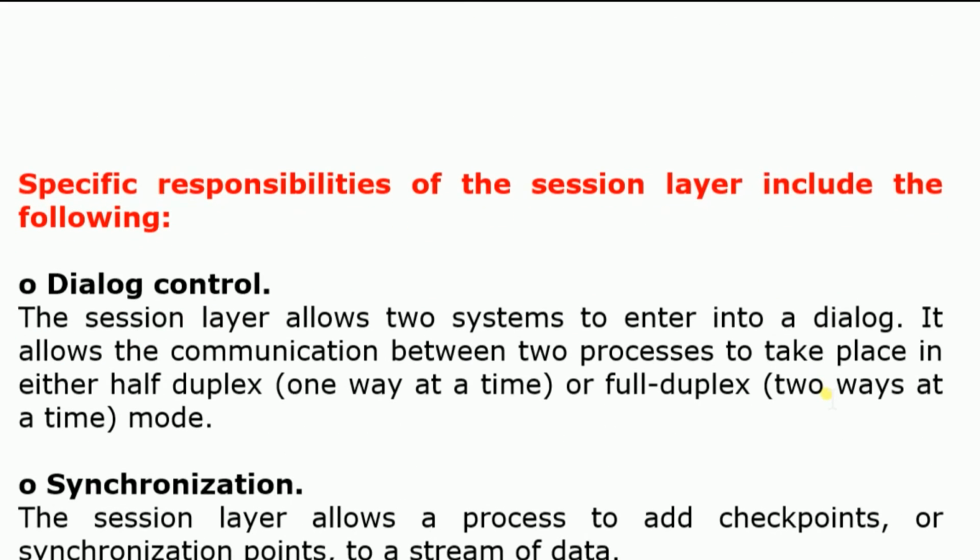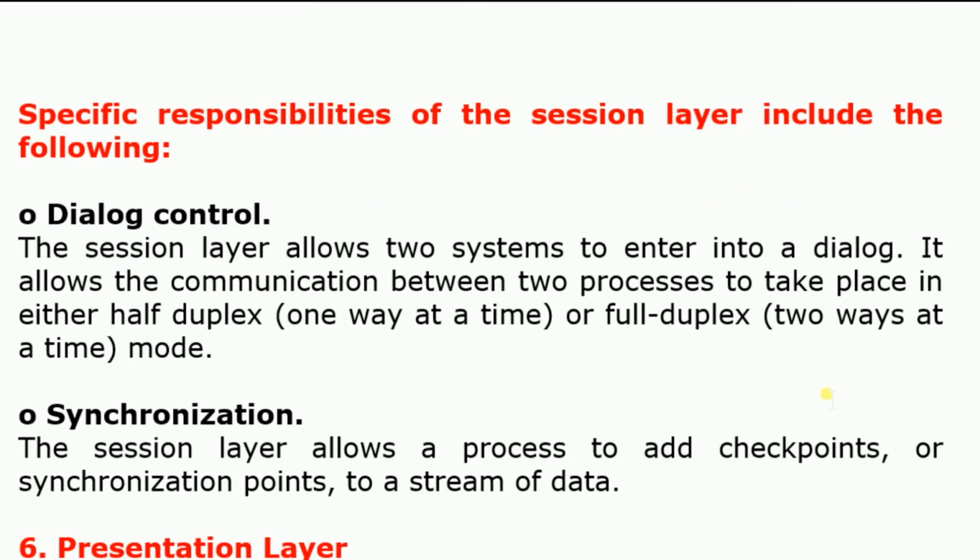And then dialog control: the session layer allows two systems to enter into a dialogue. That means communication between two processes takes place, in half duplex, full duplex, or simplex mode, and it will check that. Then the synchronization: the session layer allows a process to add checkpoints or synchronization points to a stream of data.